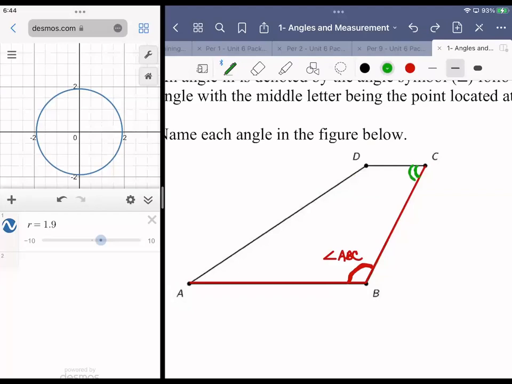That could be annoying if you have 16 angles, because then you'd have to have like 16 little arcs if they're all different size. But that's not going to happen. At least not in this class. Not on my watch.